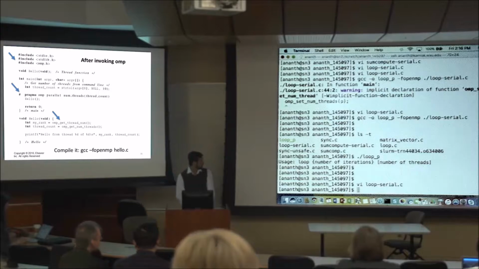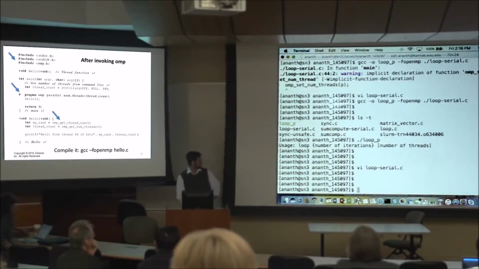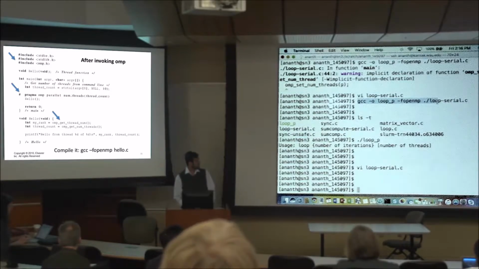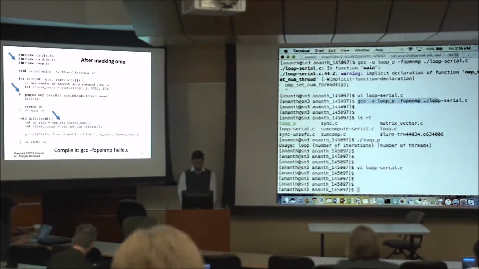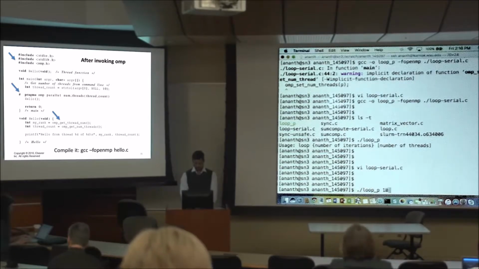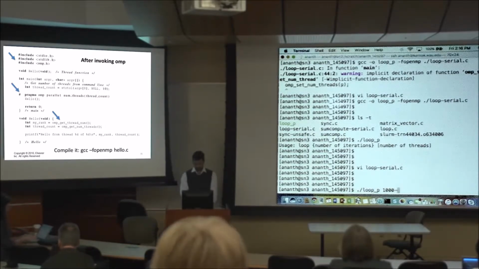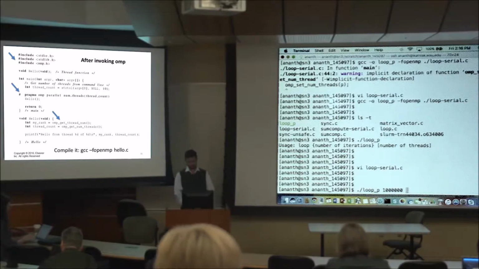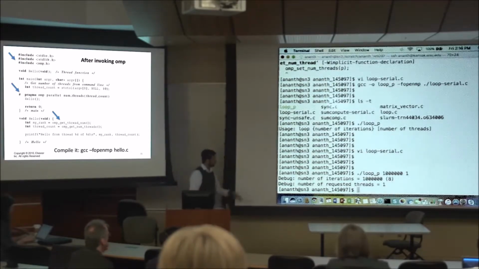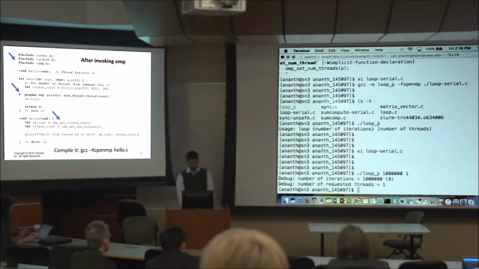Once you have done this, essentially assume that you have been able to compile it using GCC, this line of code. This is the usage, right? So I'm going to simply run loop_p. The first argument is the number of iterations. Let me give it 1,000,000. You want to think a little big if you want to go parallel, right? And then let's say 1 thread first. This is my output. It's saying the number of iterations is 1,000,000.